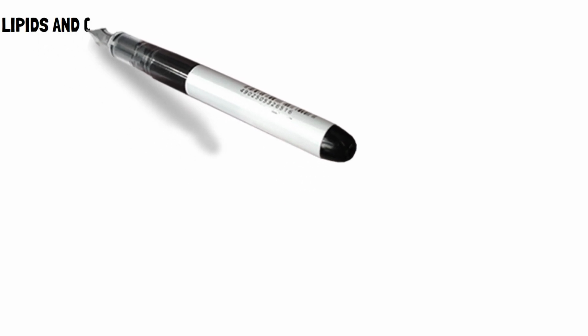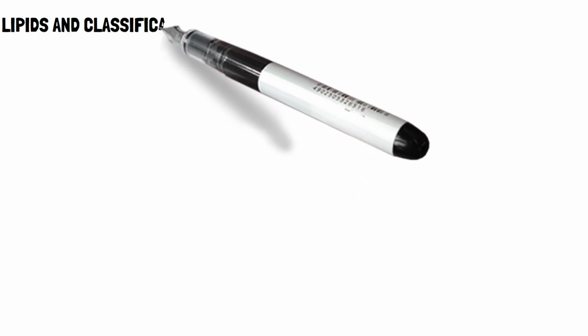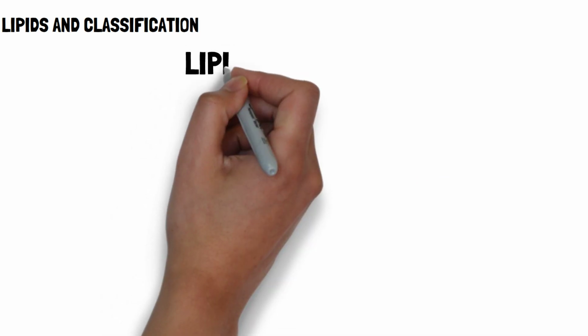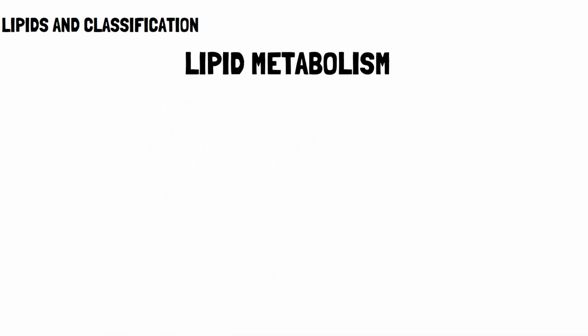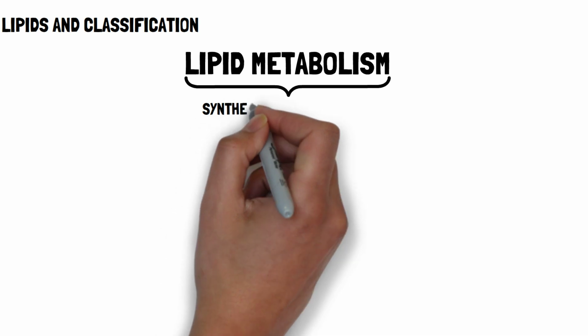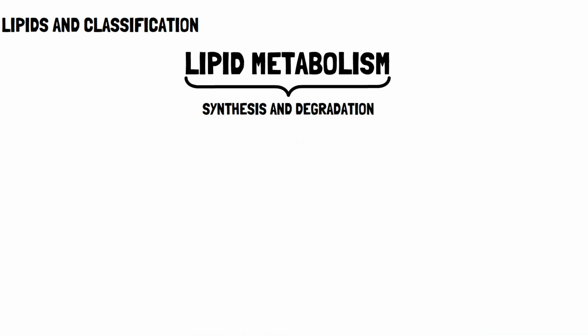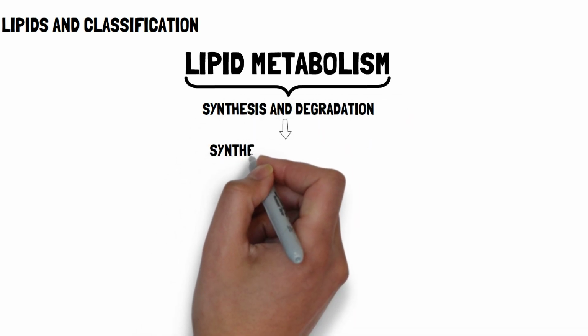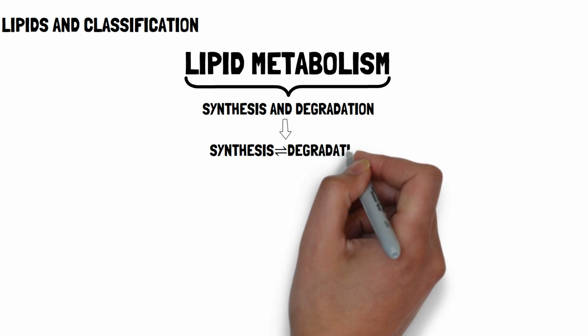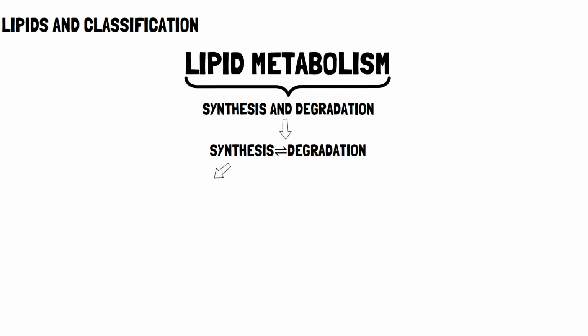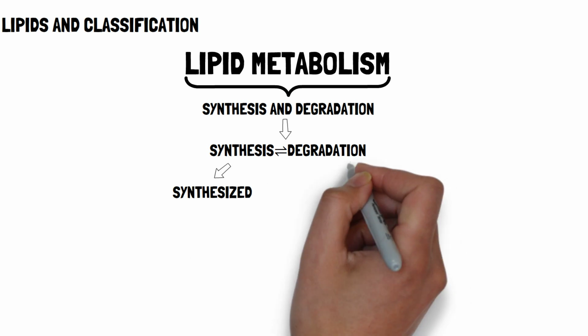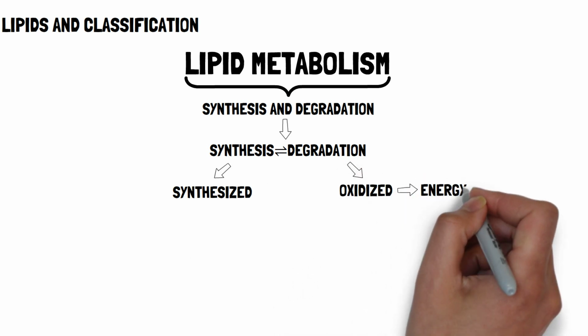In our previous video, we talked about lipids and their classification. In this video, we'll discuss lipid metabolism. Lipid metabolism involves the synthesis and degradation of lipids. These two processes of synthesis and degradation are in a constant state of equilibrium, which means some lipids are synthesized and others are oxidized to produce energy.